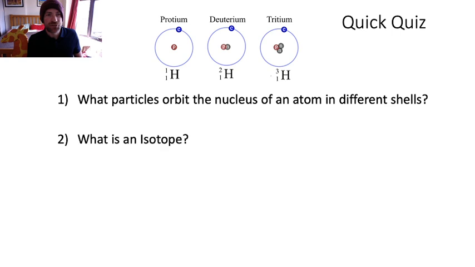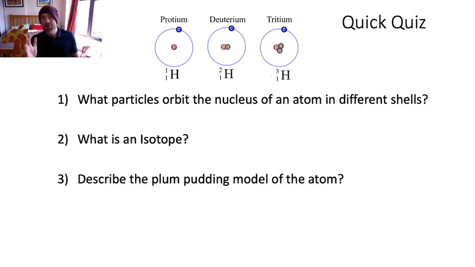Question 2. What is an isotope? We did this in lesson 1 a few weeks back now. Can you remember what an isotope is? There are 3 versions of hydrogen there that are a bit of a clue. They're all hydrogen and they're different versions. Can you use that as a hint to answer the question of what an isotope is?